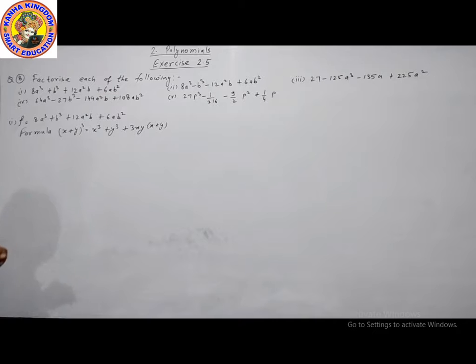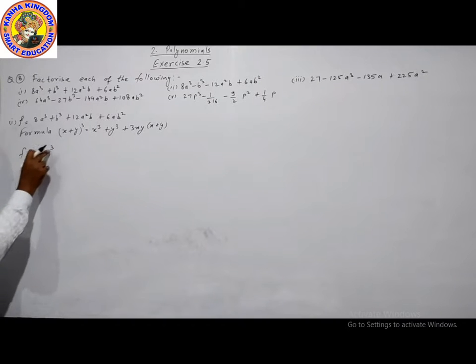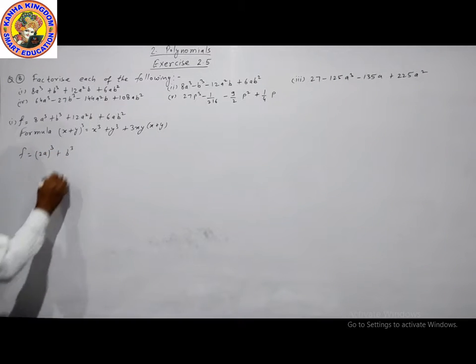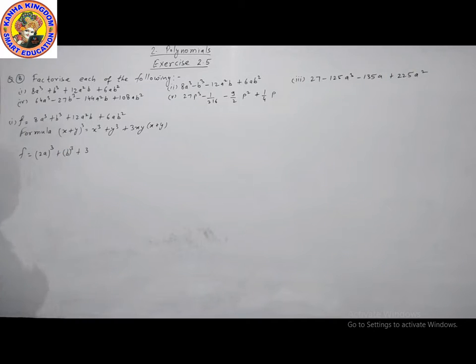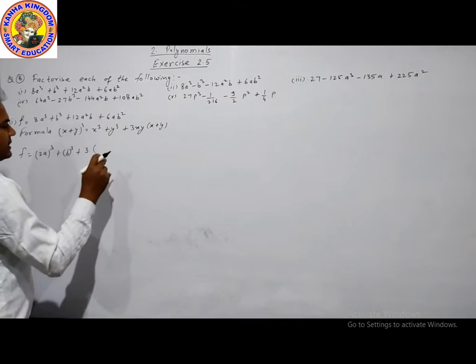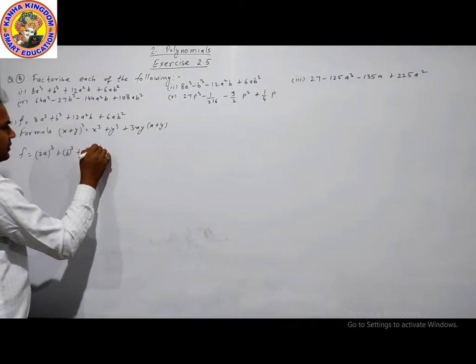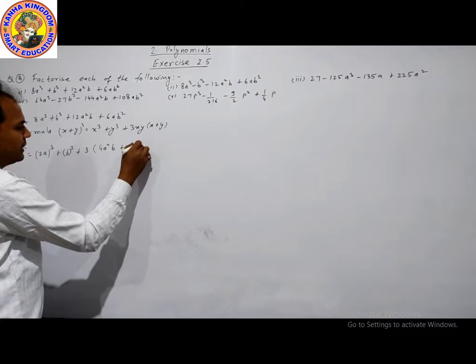We will separate out the 3 here. The first term is 8. Which cube is 8? 2 cube is 8, so this is 2a cube, and 2 cube is 8a cube. Then b cube. Then we take 3 as a common part, leaving 4a square b plus 2ab square.